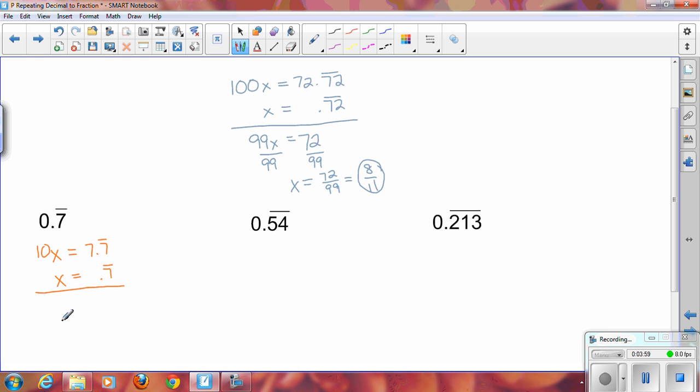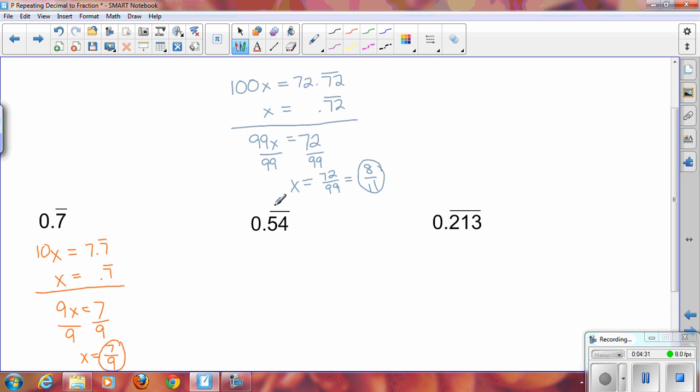We subtract those. 10x minus x is 9x. Here, this 0.7 repeatings cancel out, and we're left with 7. Divide both of those by 9, and you get x equals 7 over 9. That cannot be simplified. That is my answer, 7/9. And if you want to check that, you take 7, divide it by 9, you're going to get 0.7 repeating.